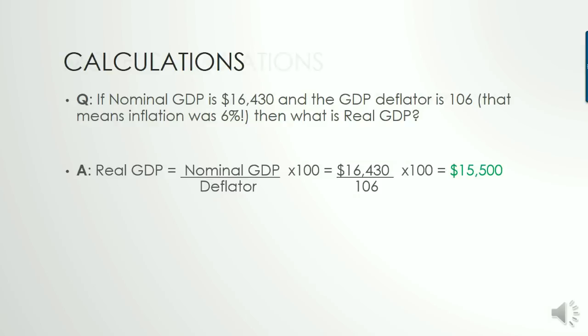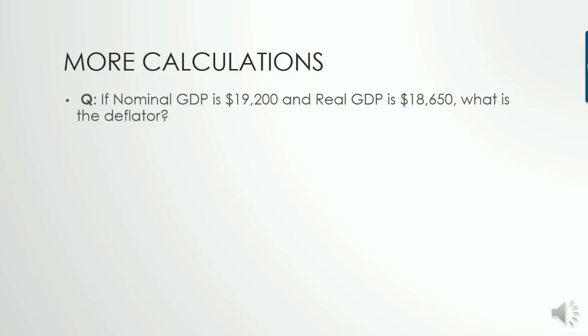Hopefully you get this. Here's our second calculation. If nominal GDP is $19,200 and real GDP is $18,650, what is the deflator? I'm going to let you try to work through this one on your own, and you might have to do a little bit of algebra and manipulation with our original equation. I'm going to pause the video and you pause the video and try to figure it out for yourself.